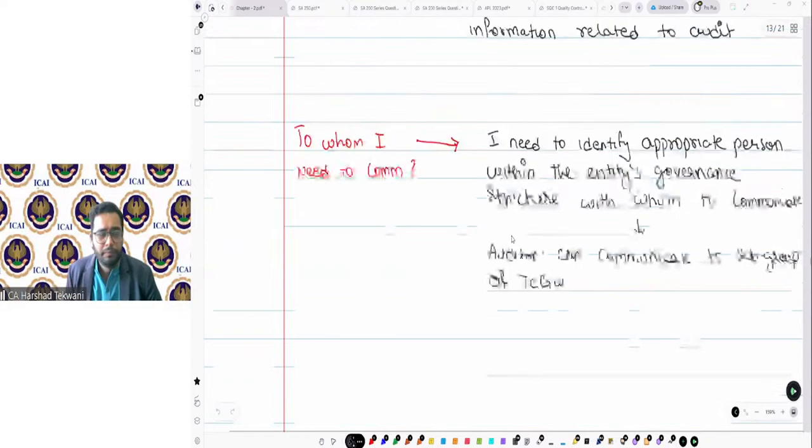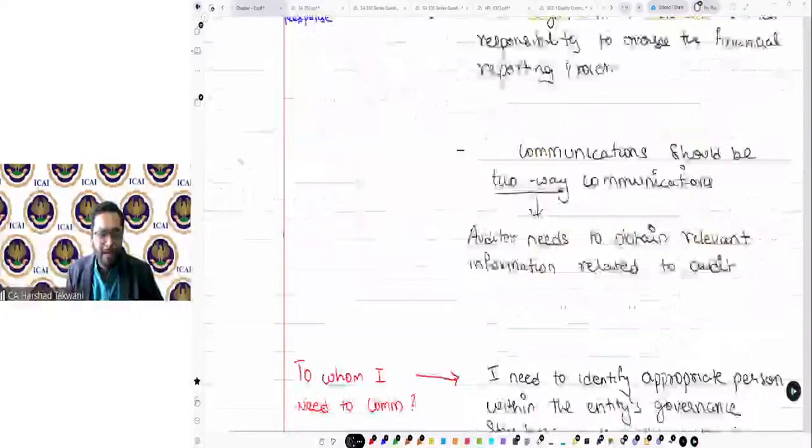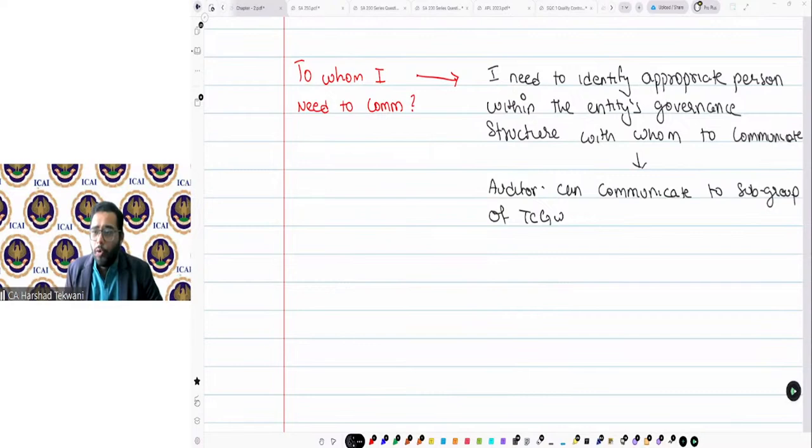We understood what to communicate, and to whom to communicate, we understood these people. But what about in an OPC? Whom to communicate? In a one person company, from where will you bring those charged with governance? In a partnership, from where will you bring those charged with governance? If you are doing the audit of a sole proprietor, partnership firm, one person company, private limited or small company where there is no separate those charged with governance, what will you do? Will you say, okay, I will not follow SA-260 because there is no those charged with governance?